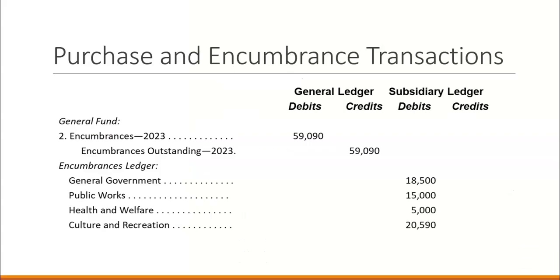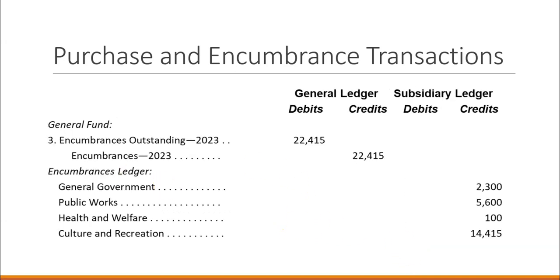Okay. And then the next transactions that we're looking at right here are purchase and encumbrance transactions. During the year, the textbook talks about how the city of Brighton ordered $59,090 worth of supplies. When those supplies are ordered, we create encumbrances. So we record a transaction, as we did in chapter 3 also, to record the encumbrance, where we have promised the money in the purchase of supplies.